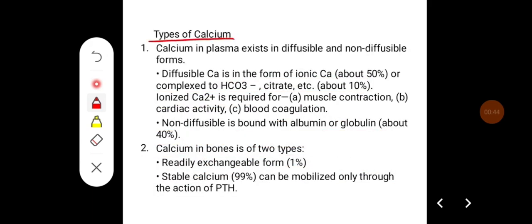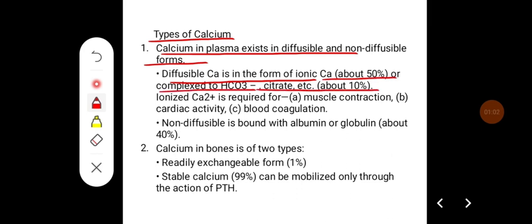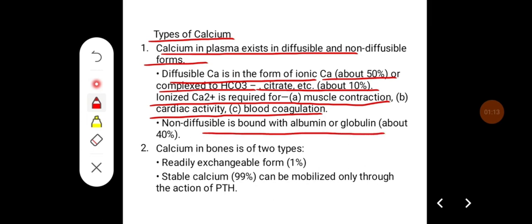The calcium is present in different forms. The calcium in plasma exists in diffusible and non-diffusible forms. Diffusible calcium is in the form of ionic calcium, about 50%, or complexed with bicarbonate ions, citrate ions, etc., about 10%. Ionized calcium is required for muscle contraction, cardiac activity and blood coagulation. Whereas non-diffusible, which is bound with albumin or globulin, is about 40%.